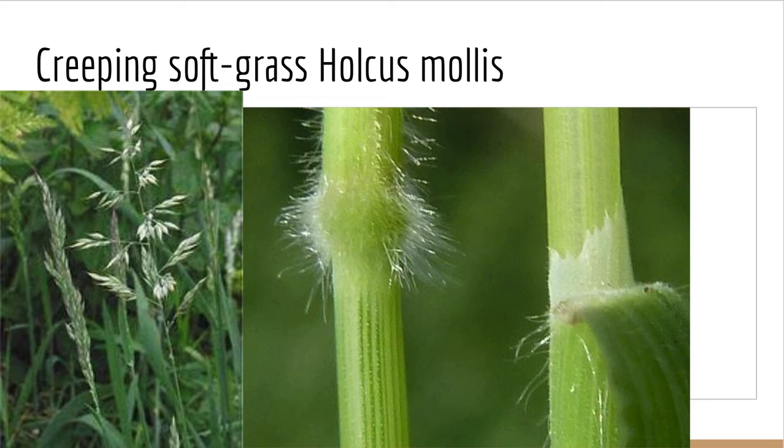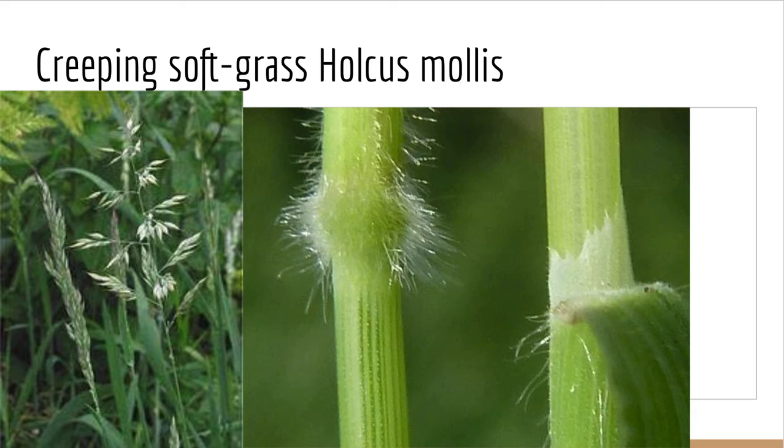Creeping softgrass, or Holcus mollis. This is easily confused with Yorkshire Fog, Holcus lanatus. However, this is white, and it is drastically different if you're focusing on it. So its key identifying factor is that it has hairy nodes. As you can see here on this image, it's a loosely tufted or mat-forming rhizomatous perennial. So it has rhizomes, which are the horizontal stems below ground.